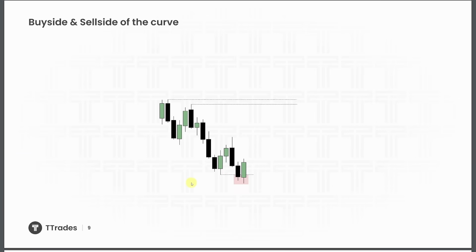So now how do I actually use high resistance liquidity and low resistance liquidity together? Well, simply put, I want to be targeting low resistance liquidity and having high resistance liquidity for my stop loss or on my side of the curve.